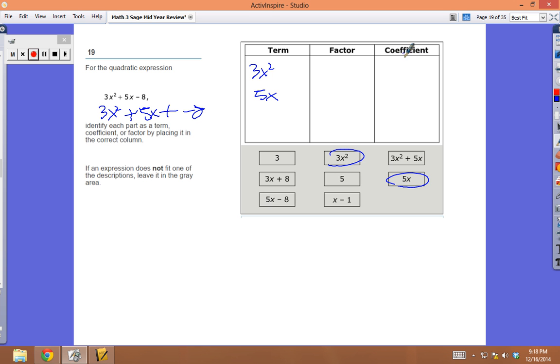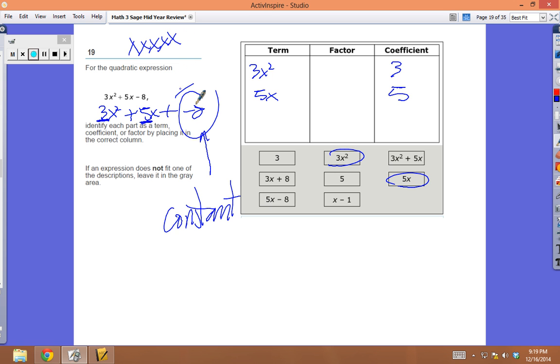Okay, the coefficients are how many squares you've got. So 3 is a coefficient, and how many x's you've got, 5 is also a coefficient. Negative 8, this is a constant. That's just how many 1's you've got. So if you have 5 x's, x, x, x, x, x. If you've got negative 8 1's, that's negative 1, negative 1, negative 1. You've got 8 of them. So the 1's are the constants.